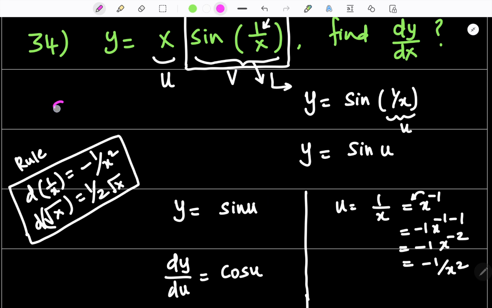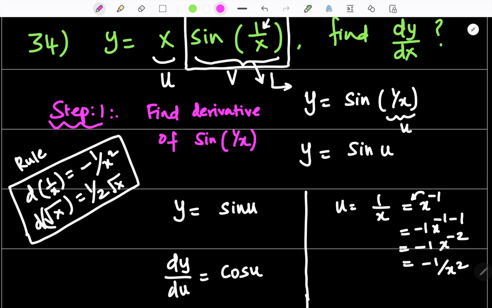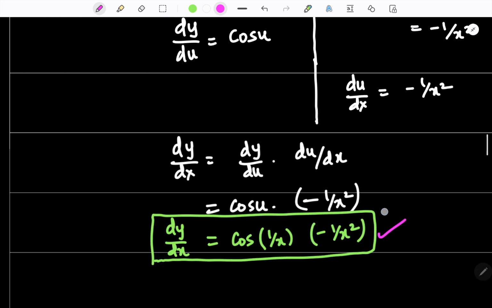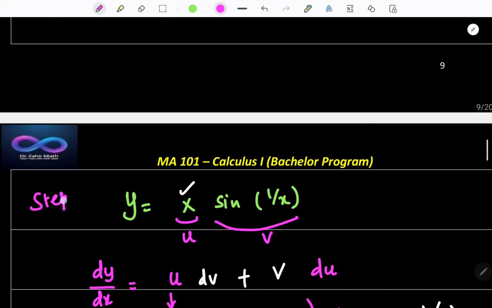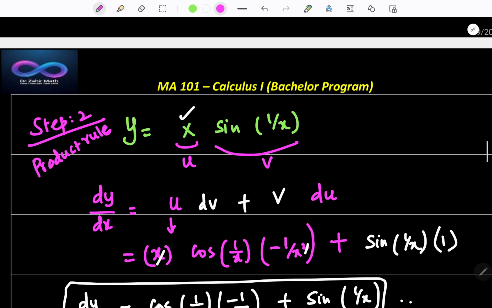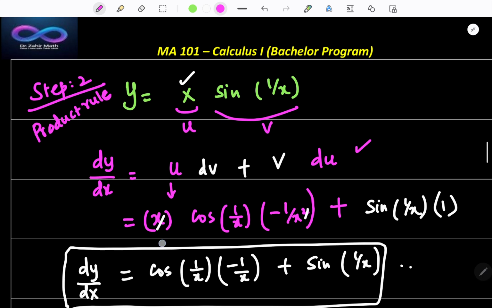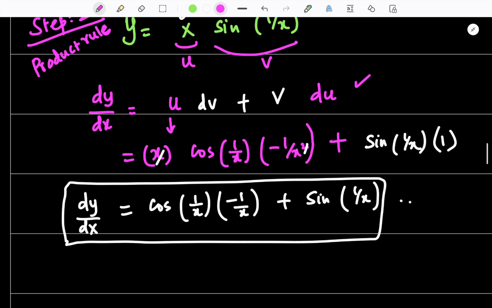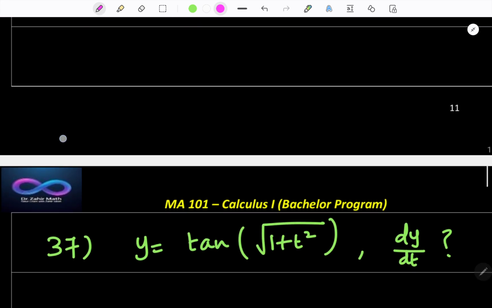So let me write here. Step 1, what I did is find the derivative of sine 1 by x. And then step number 2, I applied the product rule. What is the product rule? u times dv plus v times du. So I just put u, I put dv, plus I put v, I put du. Then I got the answer. Right? So simple. The only thing is you need to practice it a little more. Derivative rules, you memorize everything.